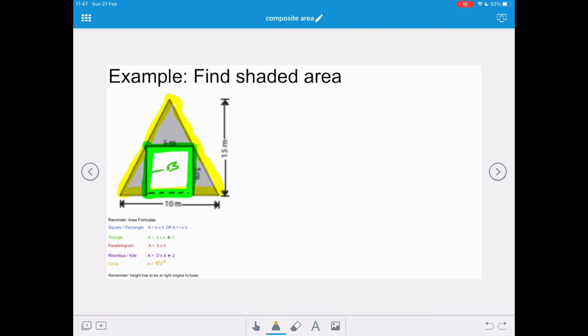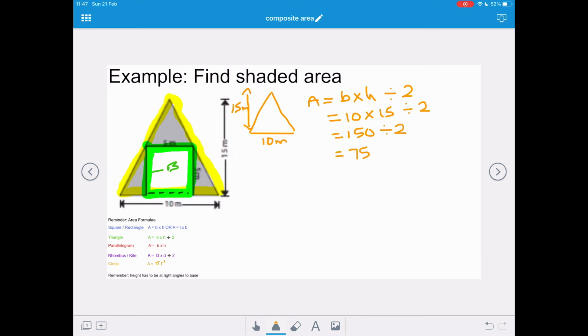So let's work out the area of the triangle first. If we draw our sketch, our base is 10 meters and our perpendicular height is 15 meters. Our formula A equals B times H divided by 2. So we're substituting in 10 multiplied by 15 divided by 2, which is 150 divided by 2, giving us an area for the triangle of 75, and it's squared meters this time. Make sure you pay attention to the unit you're using.